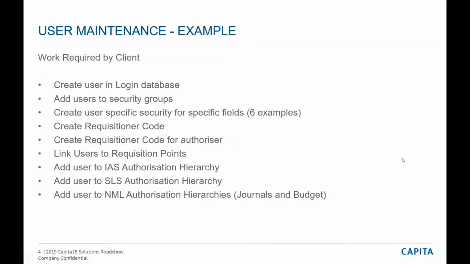You'll probably create a requisitioner code so they can order stuff in RSS. Depending on your configuration, you may require to set up a second requisitioner code for authorization. You'll probably need to link that user to requisition points, add the user to the invoice approval hierarchy, the sales ledger authorization hierarchy, the nominal ledger hierarchy for budgets and journals, and potentially other things as well.